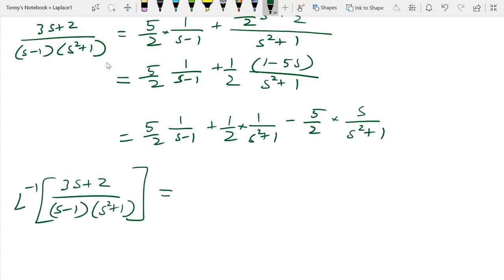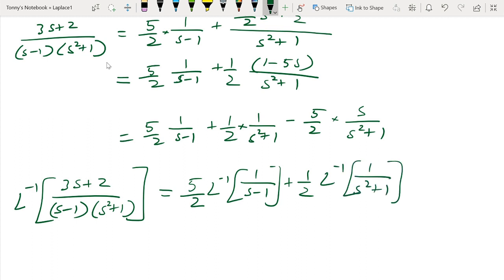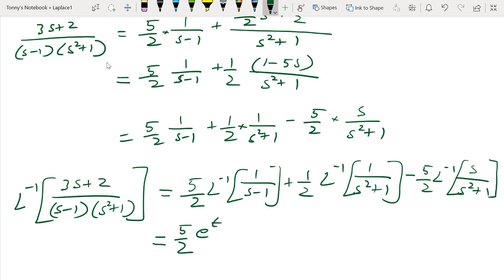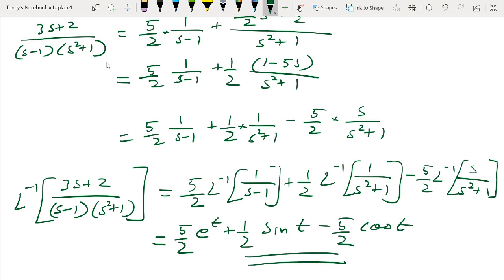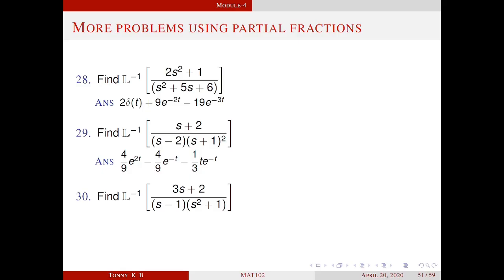So L inverse of given expression is equal to, by using linearity property of inverse transform, we get, this is equal to, this is e raised to t, this is sin t, this is cos t. So this is the answer.